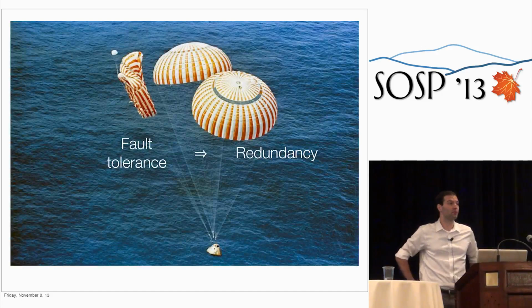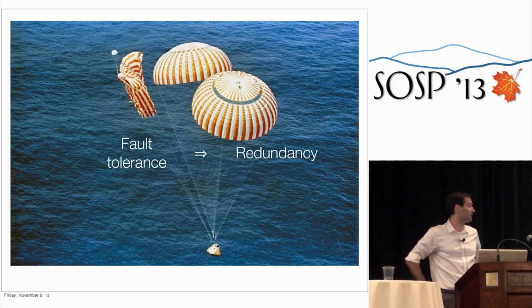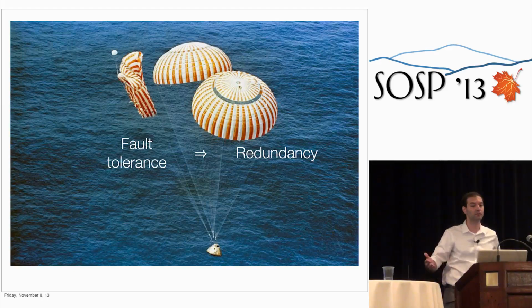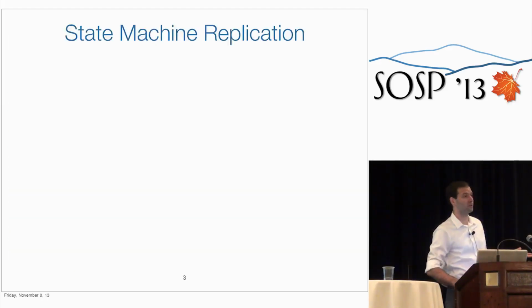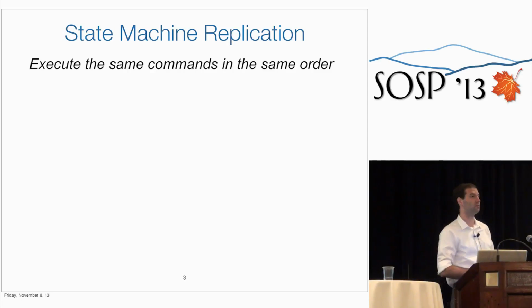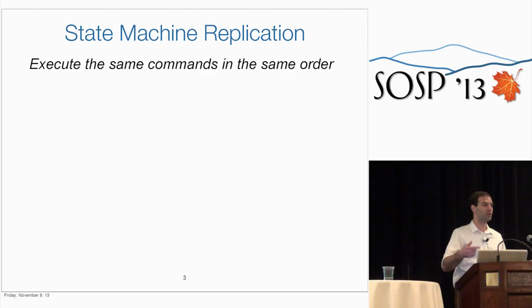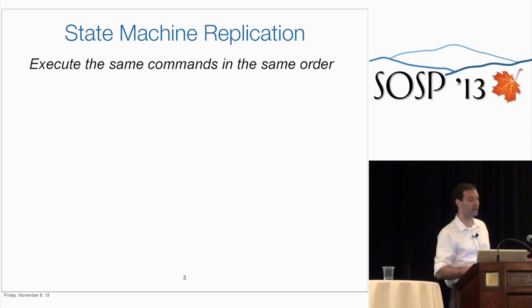Redundancy is critical for fault tolerance. And that is true in computing as in any other field. In distributed computing, this approach is called state machine replication. And what it comes down to is having a set of distributed processes that execute the same commands in the same order. And if we can get them to do that, then they will transition through the same sequence of states. And even if some of them fail, the remaining ones will be able to handle client queries and commands just as the failed ones would have.